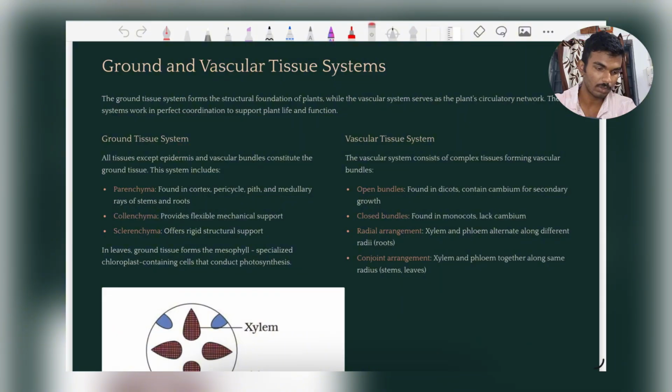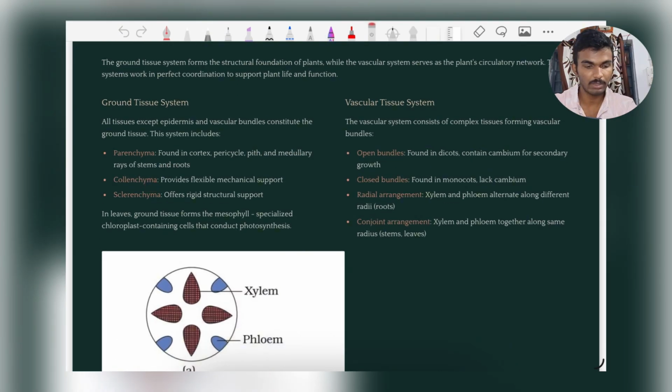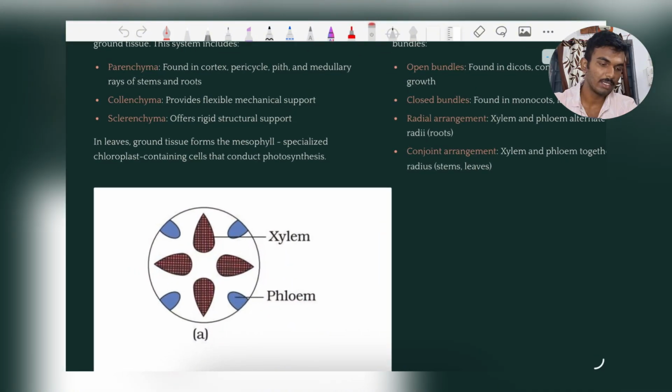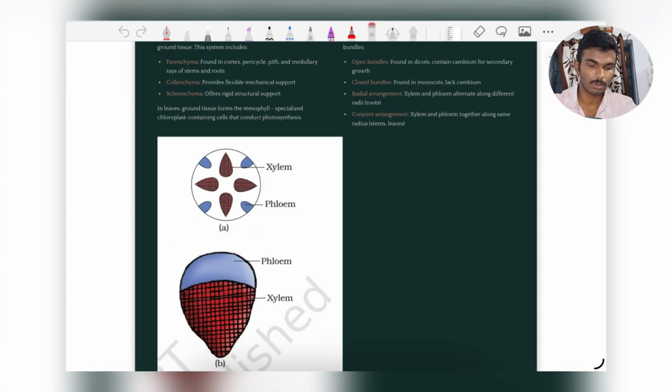Ground tissue system. All tissues except the epidermis and vascular bundles constitute the ground tissue. This system includes parenchyma, found in the cortex, pericycle, pith, and medullary rays of stems and roots. Collenchyma provides flexible mechanical support. Sclerenchyma offers rigid structural support. In leaves, ground tissue forms the mesophyll, specialized chloroplast-containing cells that conduct photosynthesis.